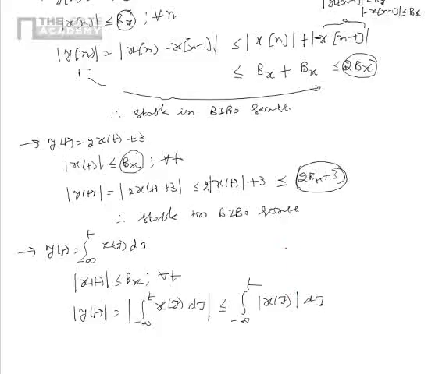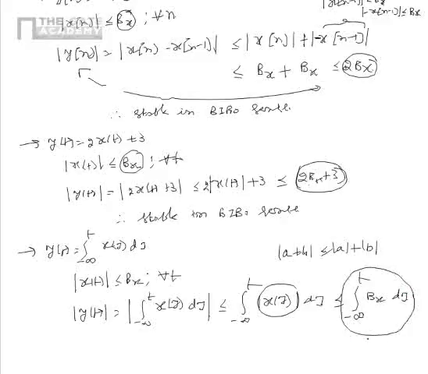This follows from the relation mod of a plus b is less than or equal to mod a plus mod b, and integration is analogous to summation. So we know that mod of x of tau is less than or equal to bx. So this can be written as less than or equal to integral from minus infinity to t of bx d tau. We know that the summation is from minus infinity to t, so this quantity tends to infinity.